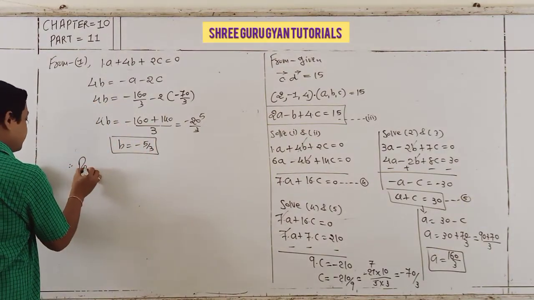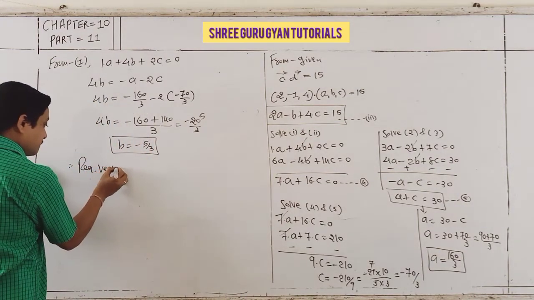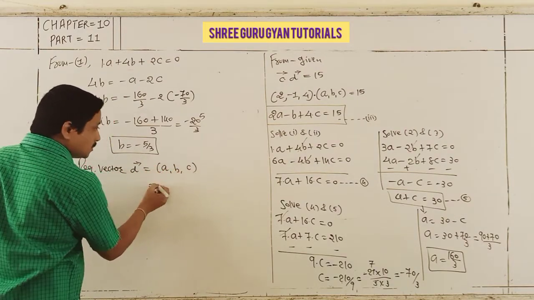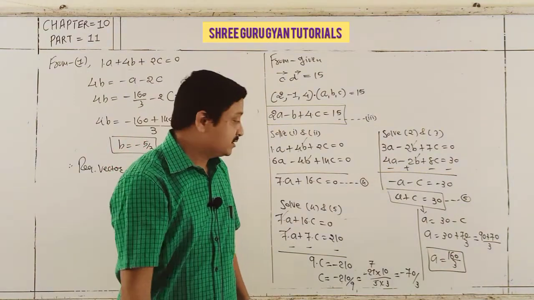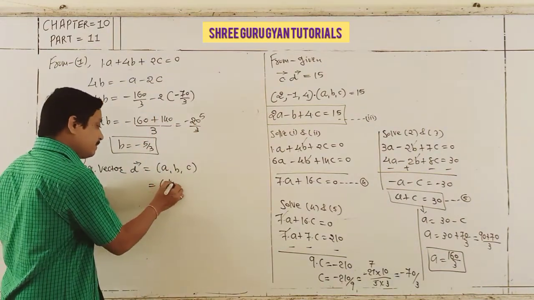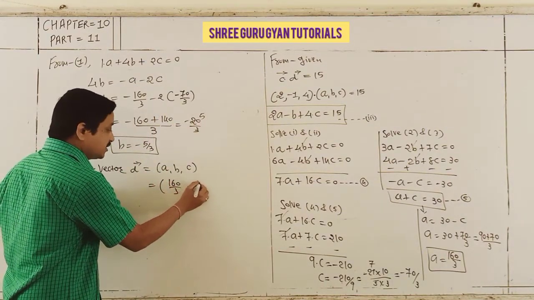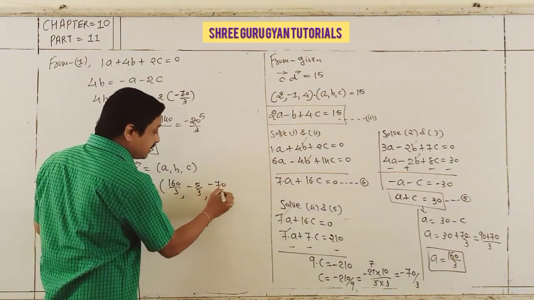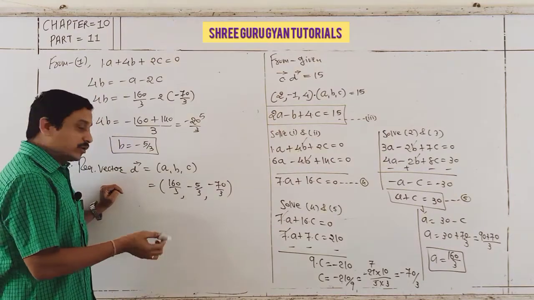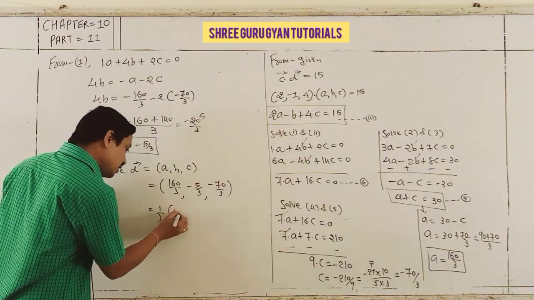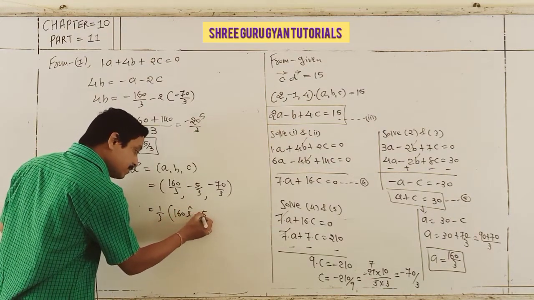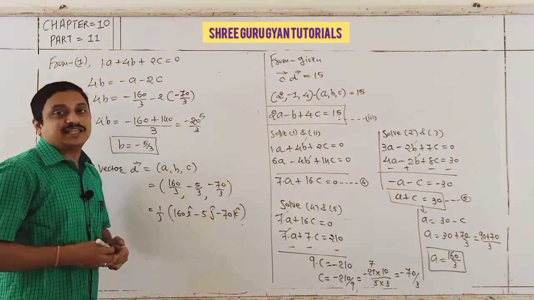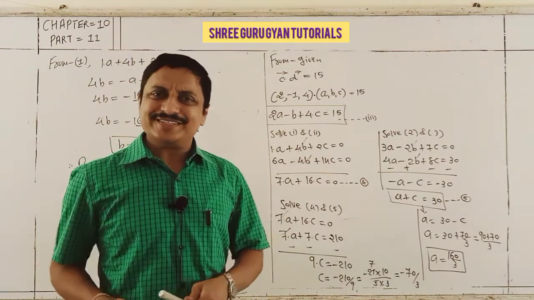Therefore, the required vector d is (a, b, c). Now, what are your a, b, c values, students? I have a as 160 by 3, b as minus 5 by 3, and c as minus 70 by 3. Here, students, you can simply arrange it as 1 by 3 (160i minus 5j minus 70k), and that's your simple answer.